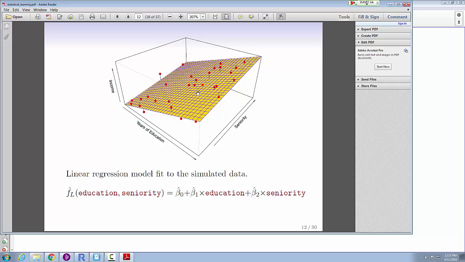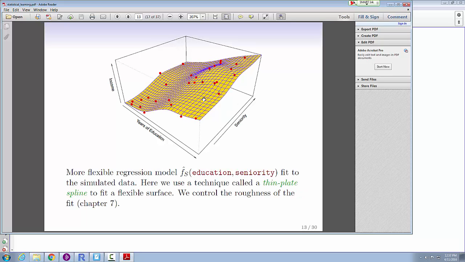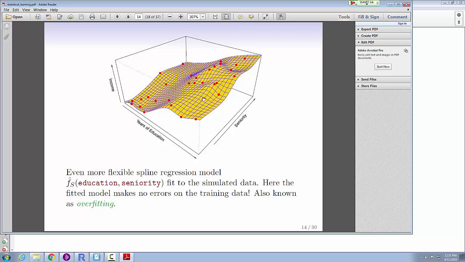Here's the 2D analog of a linear model. It is beta 0 intercept plus education effect plus seniority effect. And that's a plane. So there's no curviness to this. Here's a more flexible version of that. And an even more flexible version that perfectly interpolates.